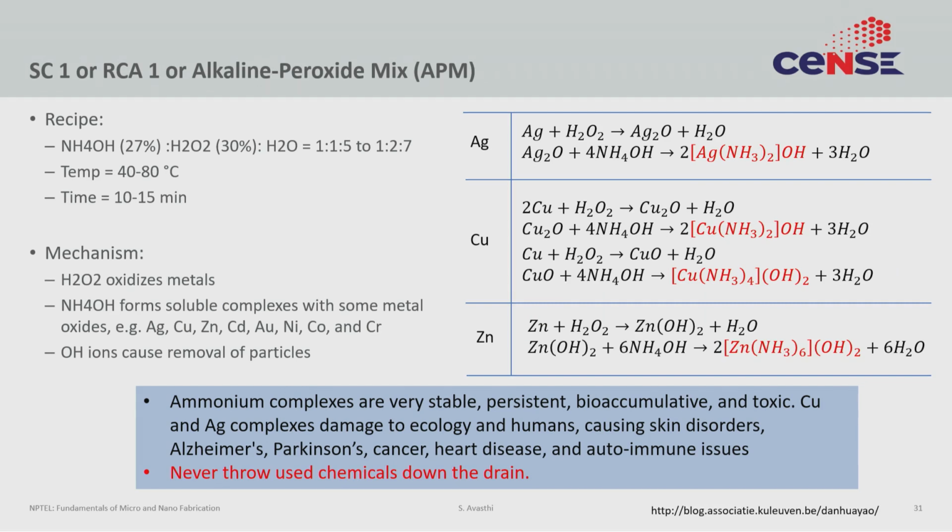Okay. So let's look at SC1. It's also called RCA1 or an alkaline peroxide mix or an APM solution. The recipe is ammonium hydroxide, 27% in water. This is the stable form. H2O2 again 30%, and then the rest of it is water. And these are mixed in a ratio 1:1:5 or 1:2:7, or even more dilute versions in some cases.